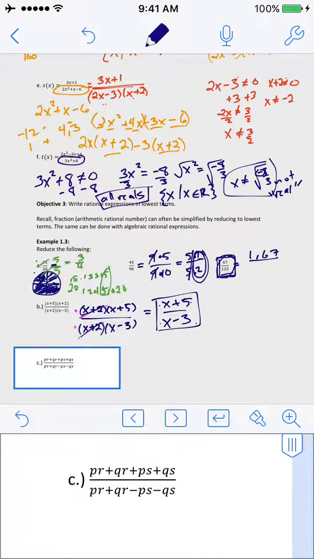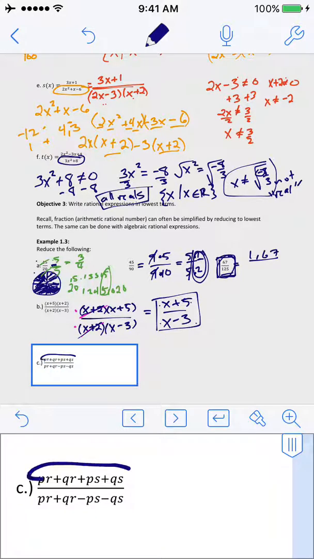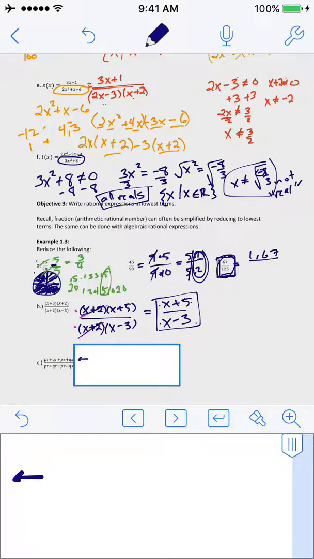Alrighty, let's keep going. I've got these two guys. Right now, there is nothing I can cancel. I can't go canceling p's and q's because they're all being added or subtracted. However, these are not in final factored form. So let's look at the numerator first. Let's see if we can simplify it a little bit.